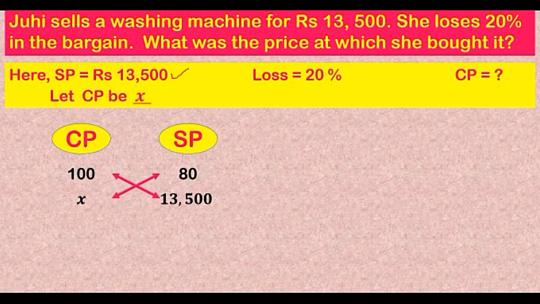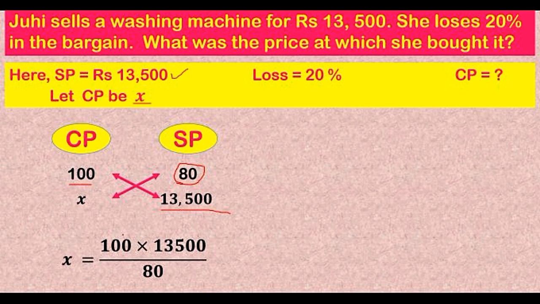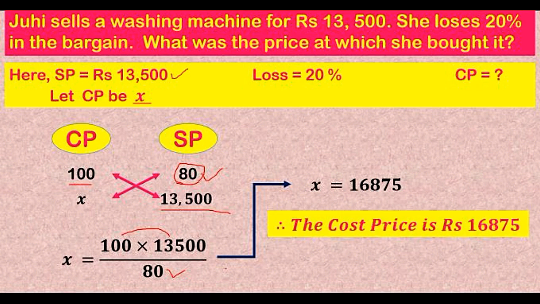Now cross multiply, and which are the known partners? 100 and 13,500. I will multiply the known partners and divide by the cross partner of x. So what will be the value of x? 100 multiplied by 13,500 and divided by the partner of x, that is 80. Calculating this, I will be getting x equal to 16,875. Therefore, the cost price is 16,875.